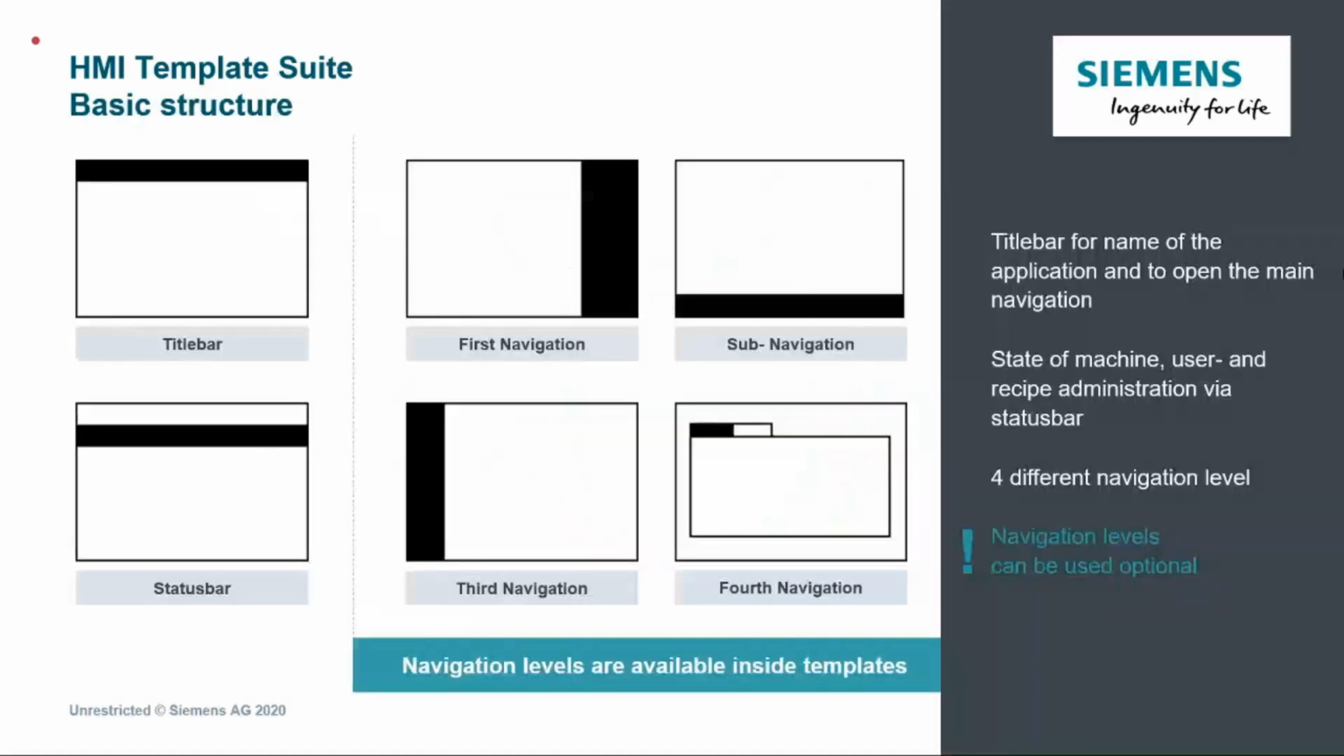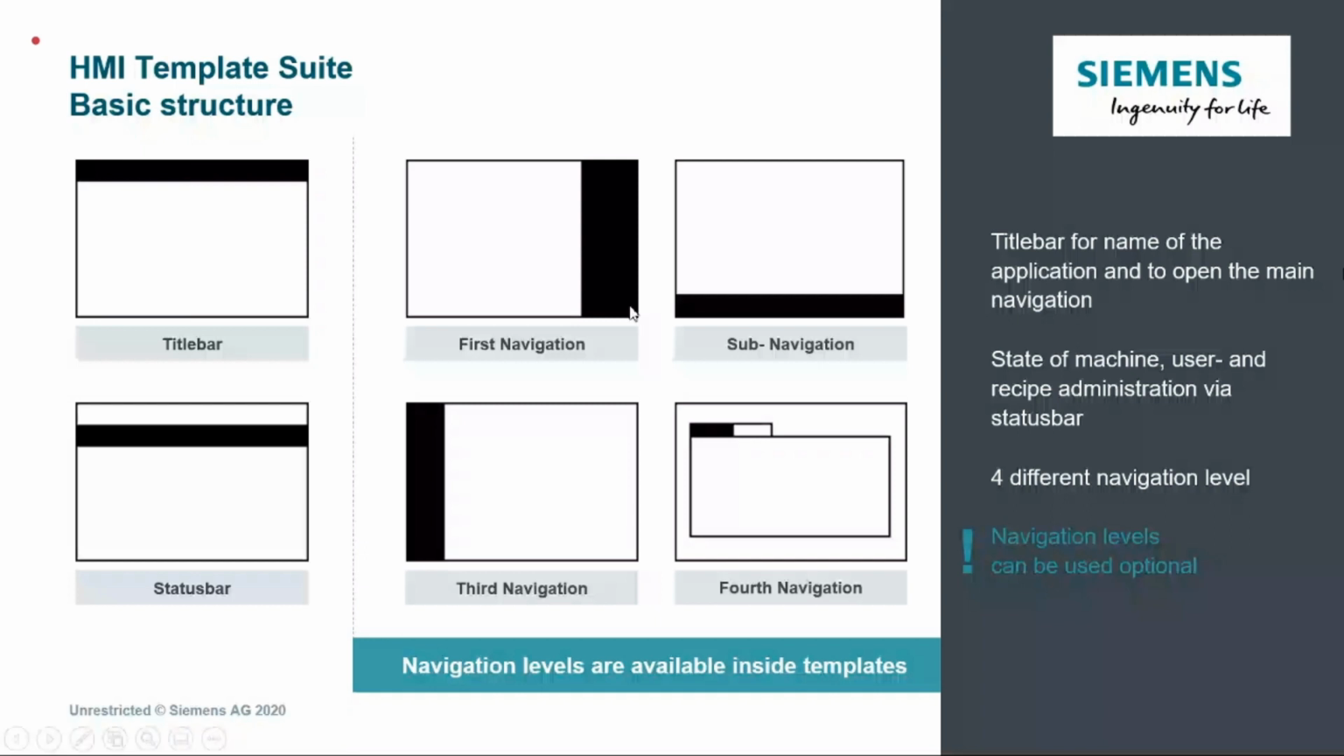The structure of the HMI template suite is like this. You have a title bar, which shows basic information about the application, like the name of the application. And then you have the status bar. It shows maybe the state of the machine or the user information of who is logged into the system, and also the recipe administration.